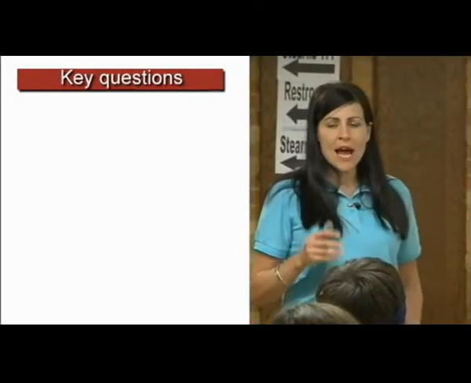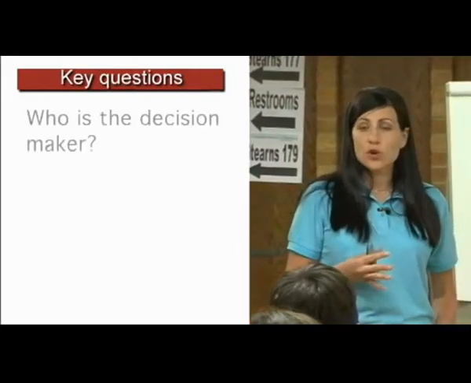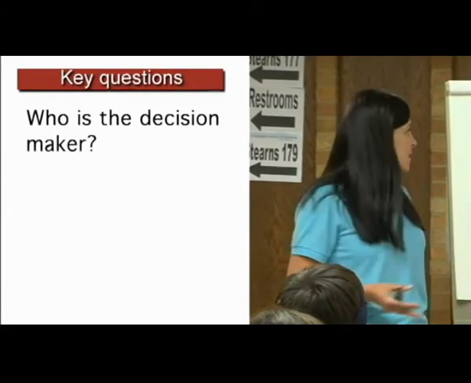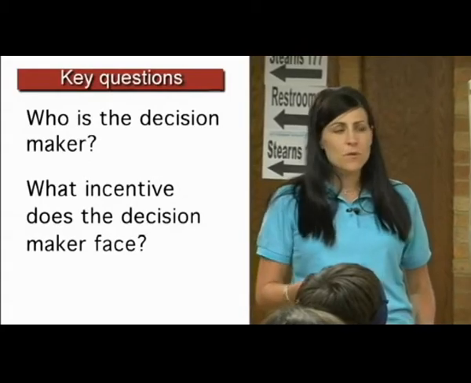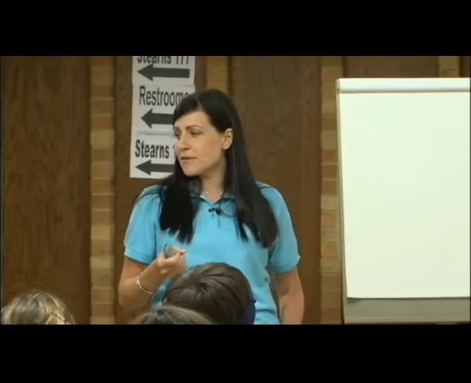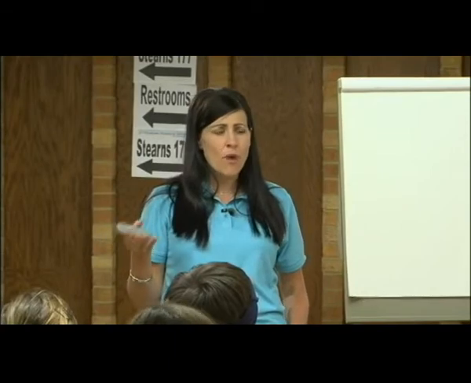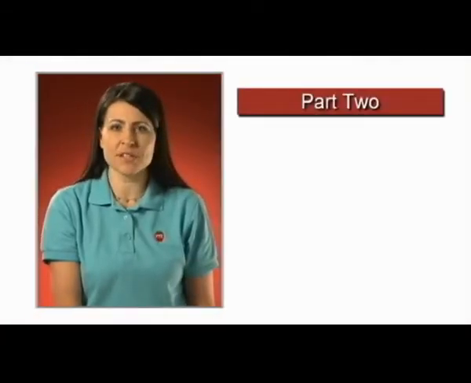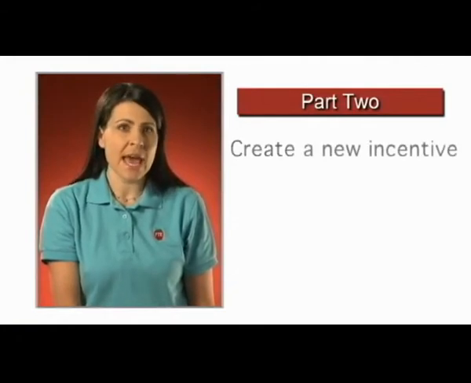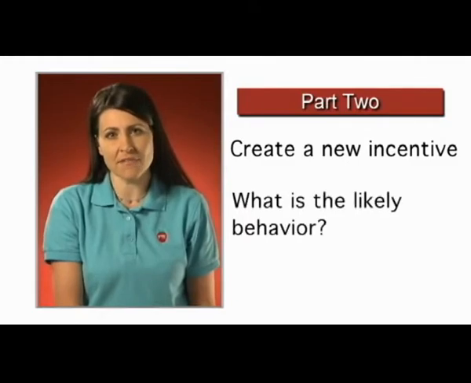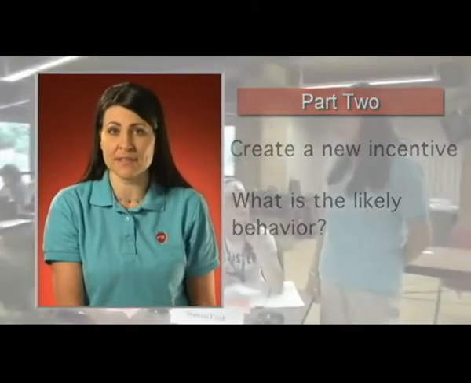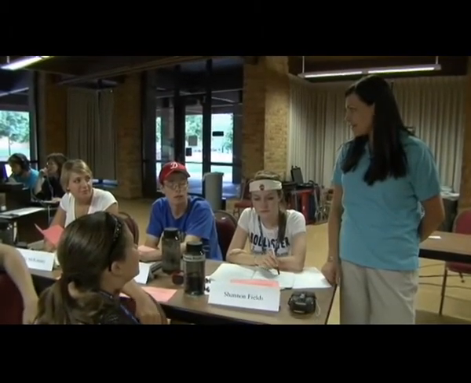When I give you a scenario, I want you to narrow down who is the decision maker. Okay? Who is the decision maker and what incentive does the decision maker face? So if you can narrow those down, it's going to be very helpful in solving the mystery of why would anybody do that? After they've discussed and answered the questions that follow their scenario, have the group create a new incentive and describe the likely behavior that would result from that new incentive. So what incentives are they facing, and how might this affect?